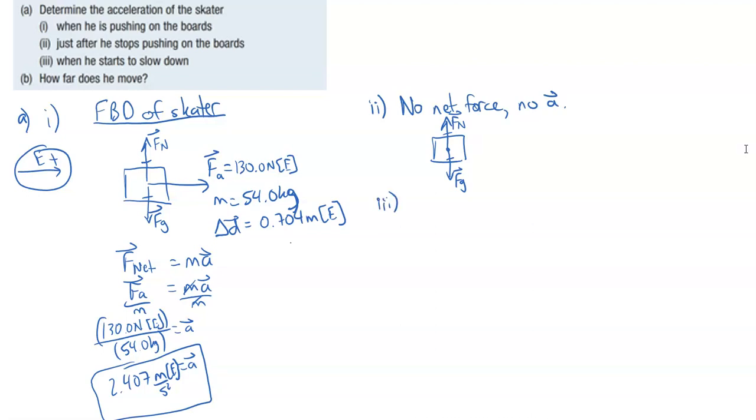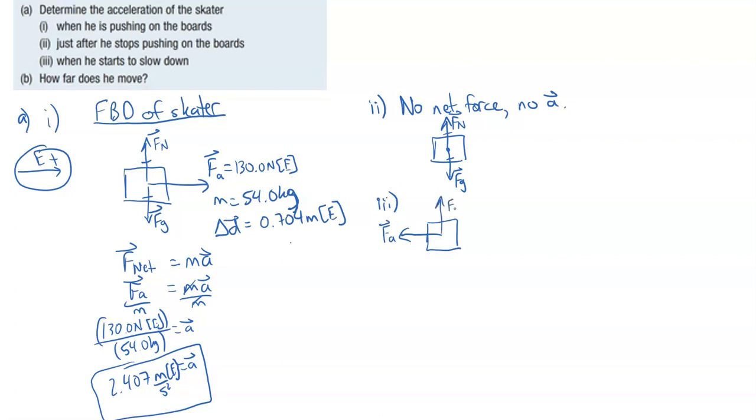Now for the third part, it's asking when he starts to slow down. And so again, we can draw the free body diagram for the situation. In this case, he's slowing down, and so we know that he causes a net force of 38 newtons to slow him down. Therefore, that's the applied force that's slowing him down.